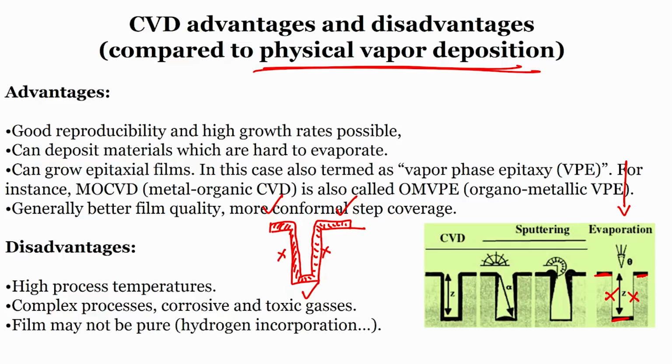Now, if I talk about sputtering, somewhat this area is covered, from here till here, but it is not covering completely. But if you talk about CVD, chemical vapor deposition, you can see a perfect or better step coverage compared to PVD.